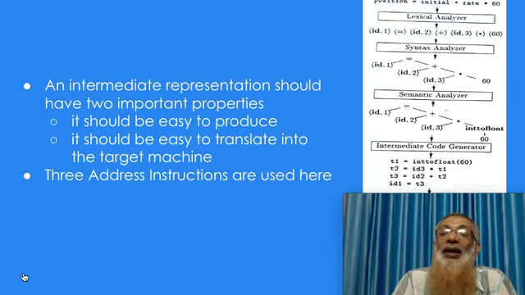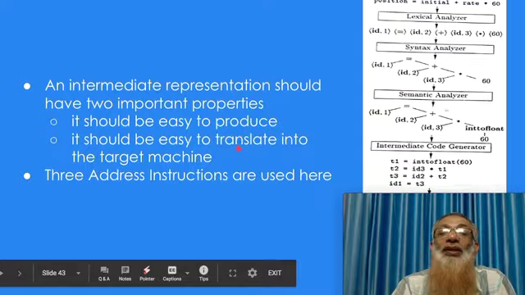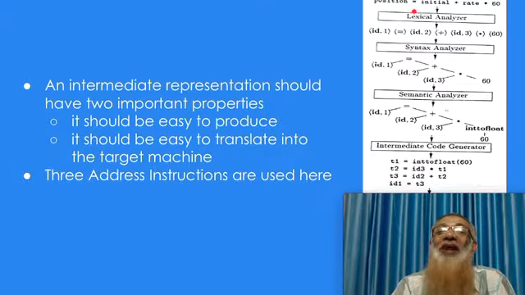Suppose that a new intermediate form is to be developed. It should be easy to produce and it should be easy to translate. Here again, we see translation. Our initial statement is getting translated to an intermediate code, and this intermediate code is again getting translated to actual machine code.